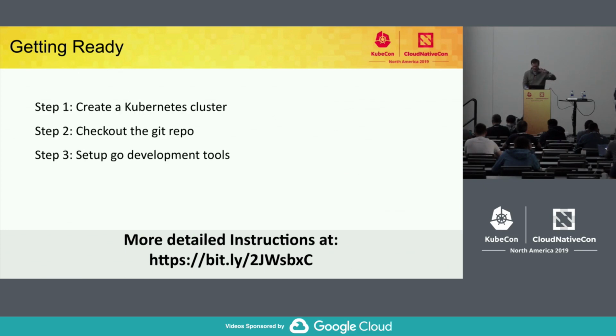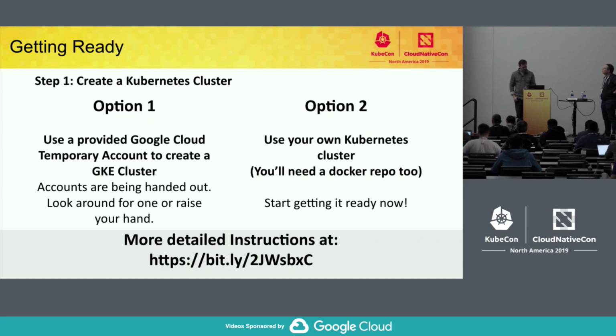We're just going to do 3 steps to get started. The first is we're going to create a Kubernetes cluster. And there's a couple different ways you can do that. Then we're going to check out our tutorial project. And lastly, we're going to set up some basic Go development tools so we can write some real code.